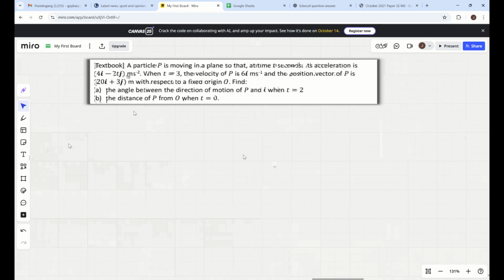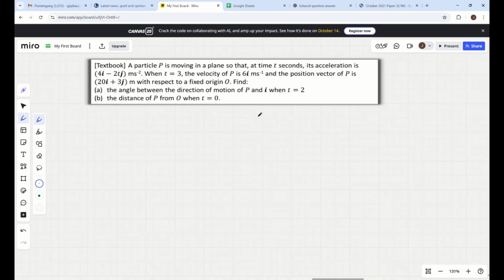A particle is moving at time t seconds. Its acceleration. Okay, so I've got an acceleration. When t equals 3, the velocity is this. Okay, that looks like it's the thing to help me find the c. And then there's even more. And its position vector is this. Right. That sounds to me like that 3 is being reused a couple of times. So watch out for that. That's a little bit harder to spot. But I think we're going to need to use that 3 a couple of times.